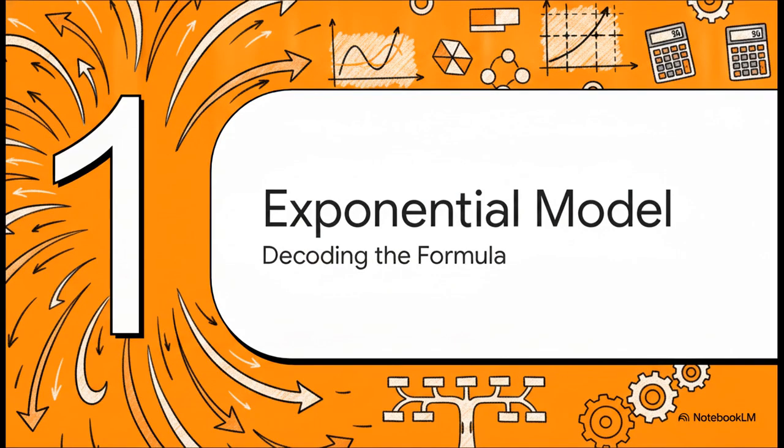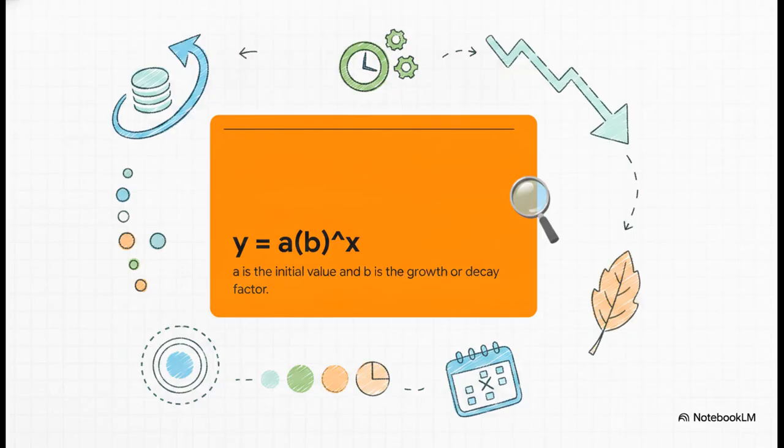Section 1, the exponential model explained, decoding the formula. All right, let's start with our core concept and isolate the exact algebraic equation we use to measure exponential change. It's the fundamental structure of an exponential function. Y equals a times b to the power of x.